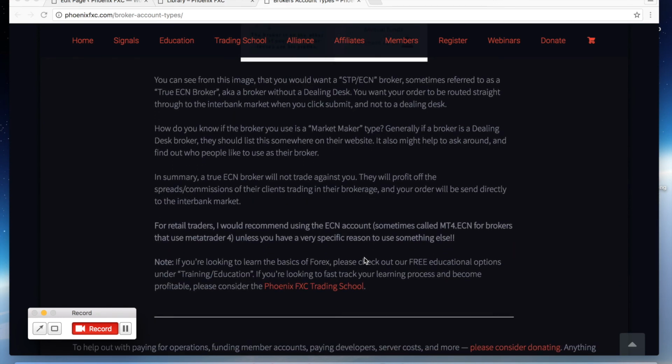Now, I think this pretty much sums it all up, guys. This is the difference between different types of trading accounts and different types of accounts inside brokerages and stuff.